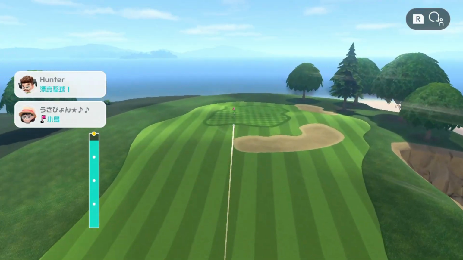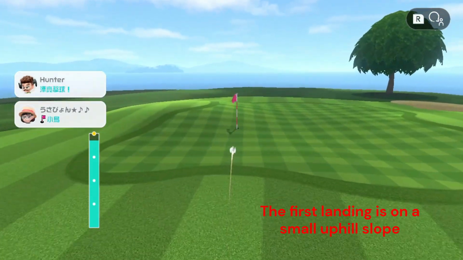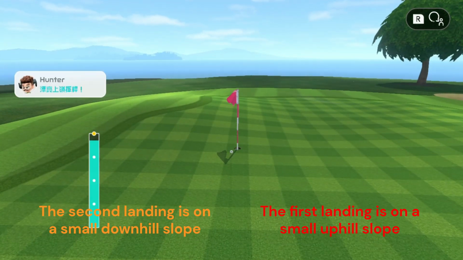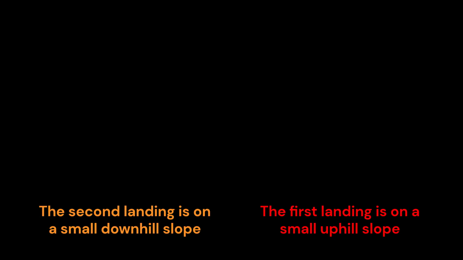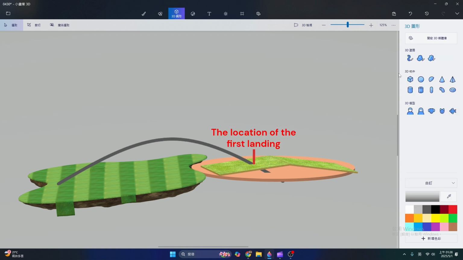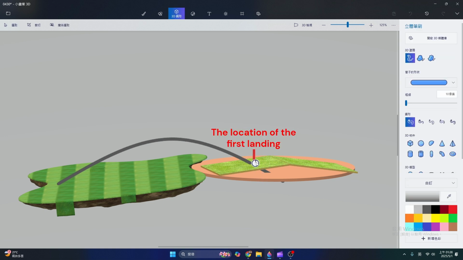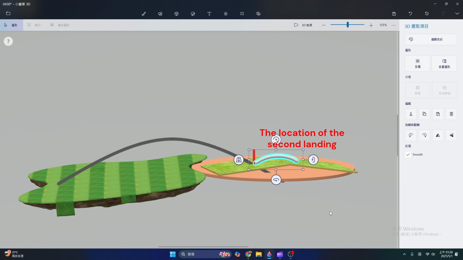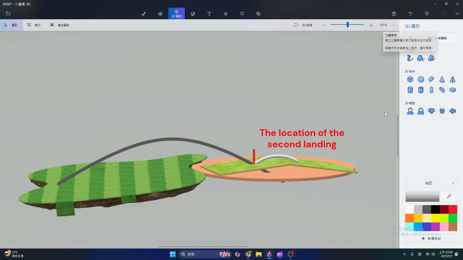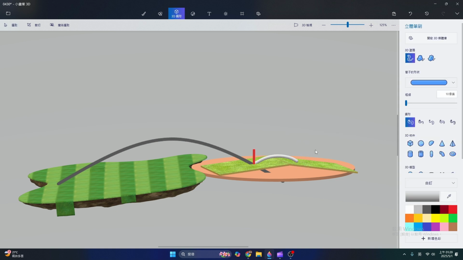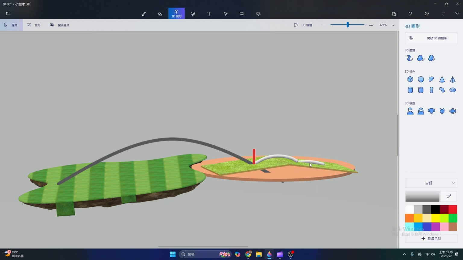The first landing occurs on a small uphill slope outside the green, while the second landing is on a small downhill slope within the green. When we simulate the previous landing scenario, we find that the uphill slope causes the end of the parabola to have a smaller angle with the ground compared to flat terrain or a downhill slope. This causes the angle between the ball and the ground during the second landing to be less than 20 degrees, resulting in the ball no longer bouncing. Instead, the remaining energy in the ball is converted into forward rotational force.